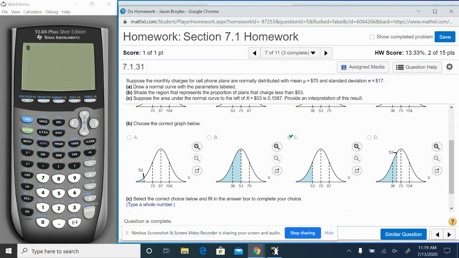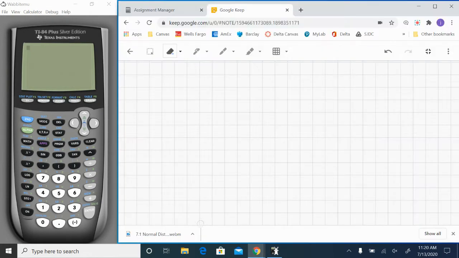I just wanted to talk to you about the normal distribution real quick. So this curve, I'll show you a picture I can draw on. So the normal distribution looks like this.